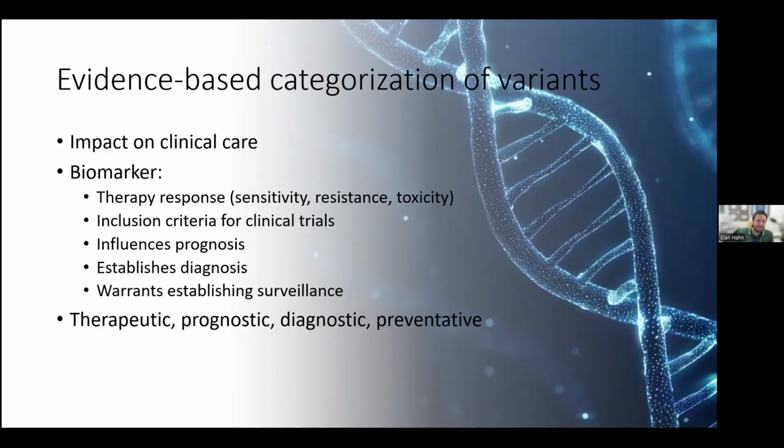So these genes were considered therapeutic, prognostic, diagnostic, or preventative. And it could be different for the same gene in different contexts. For example, IDH1 or 2 variants in gliomas have prognostic significance, whereas in chondrosarcomas, they have diagnostic utility. And in AML, they could be therapeutic.